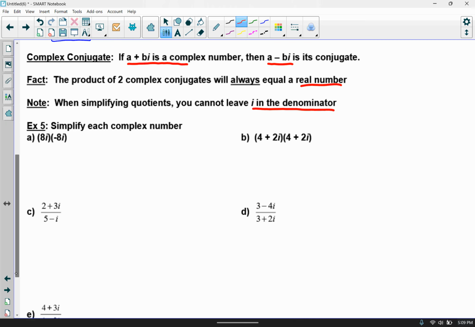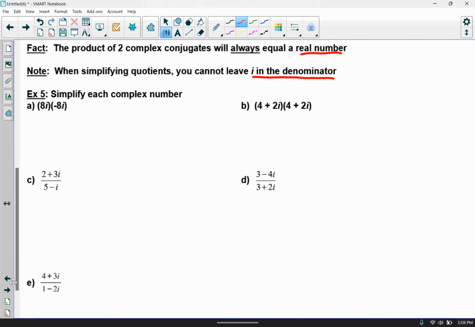All right, so if we scoot on down to example 5, I'm going to let you try A and B on your own because those are just multiplying. B is foiling. And maybe I'll do A with you because sometimes it's so simple. Sometimes folks look at it and say, I don't know what to do. You're just multiplying the whole numbers together.